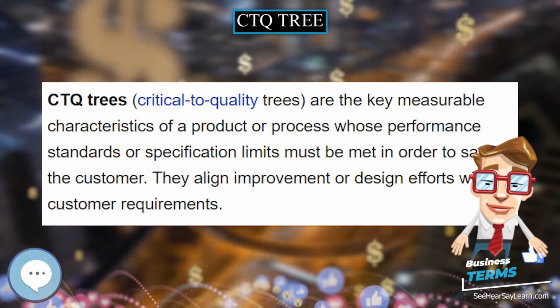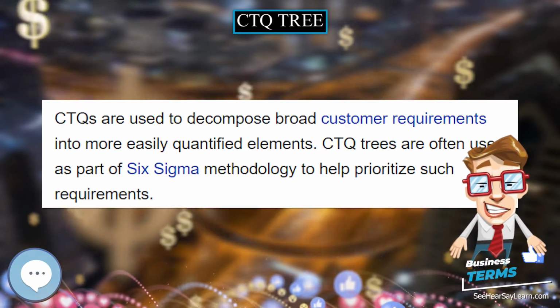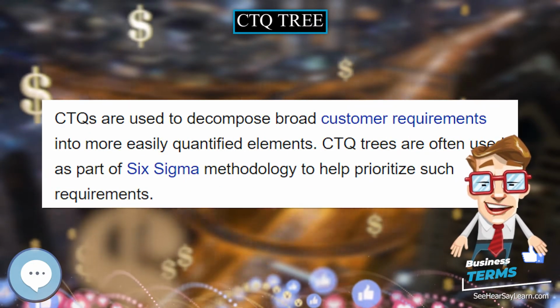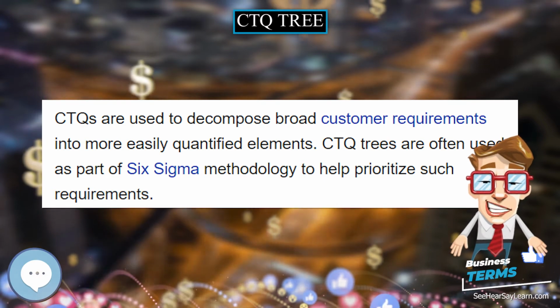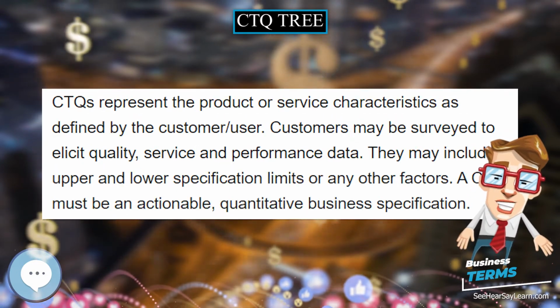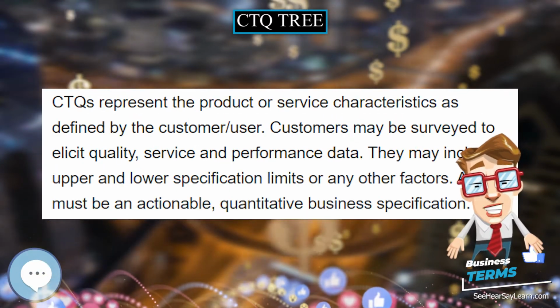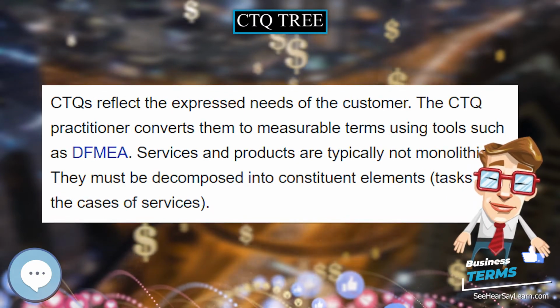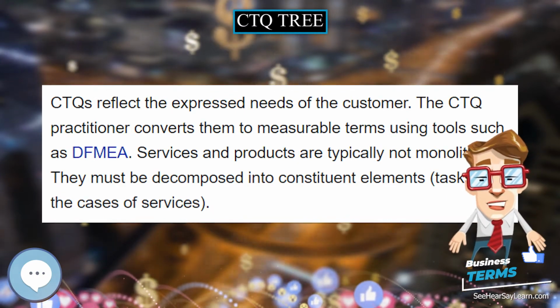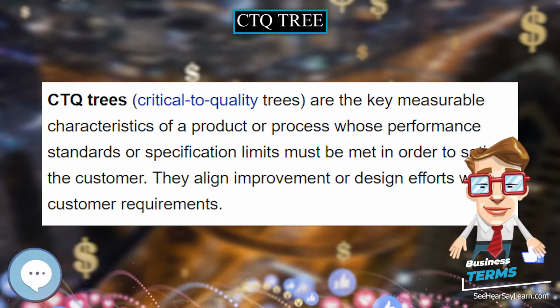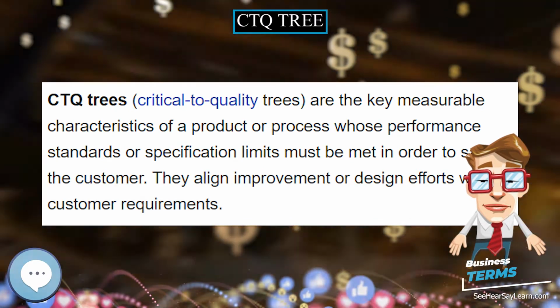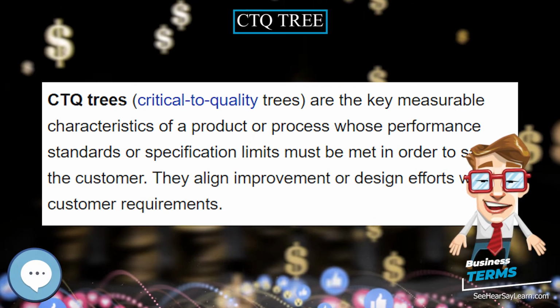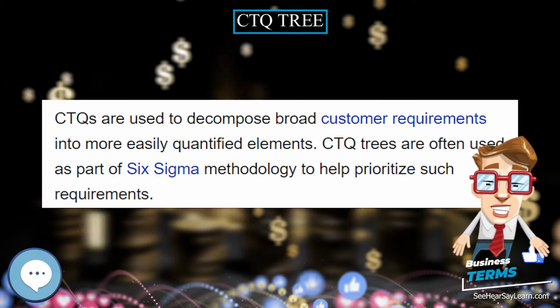CTQ tree. CTQ trees, critical to quality trees, are the key measurable characteristics of a product or process whose performance standards or specification limits must be met in order to satisfy the customer. They align improvement or design efforts with customer requirements. CTQs are used to decompose broad customer requirements into more easily quantified elements.